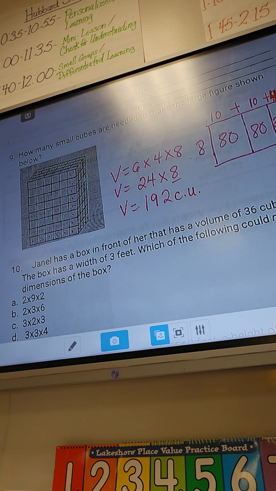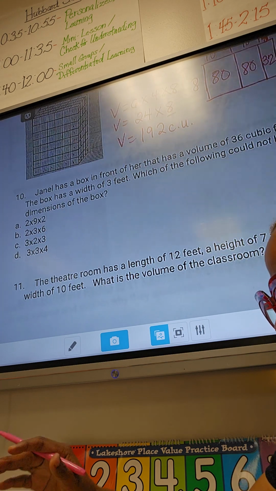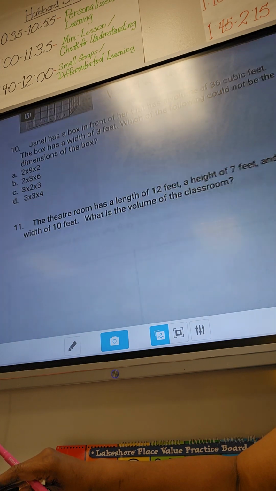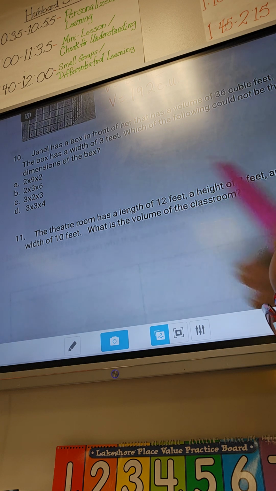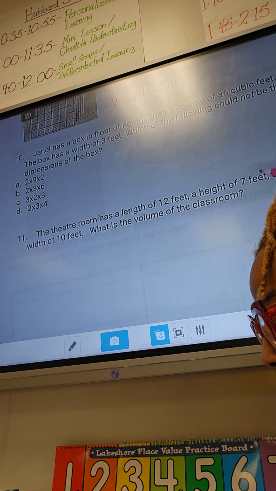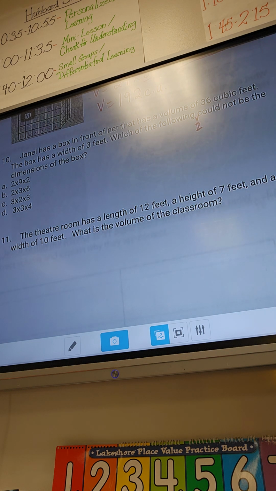No questions about number 9? No. All right, number 10. Janelle has a box in front of her that has a volume of 36 cubic feet. The box has a width of 3 feet. Which of the following could not be the dimensions of the box? I meant to put which of the following 2 could not be the dimensions of the box. So we're looking for the wrong answer this time. The wrong answers. That's your answer this time.